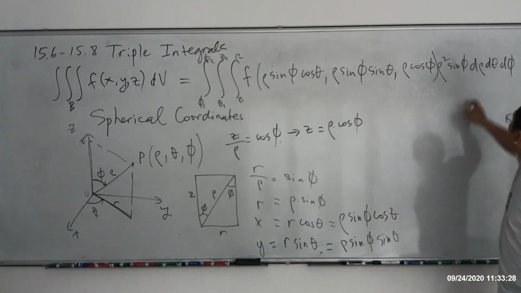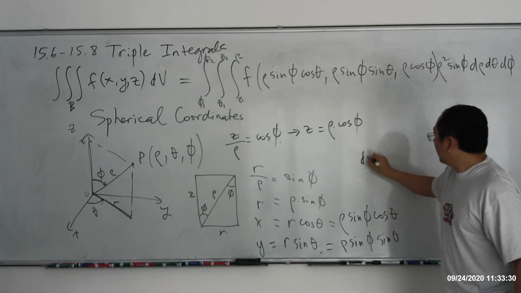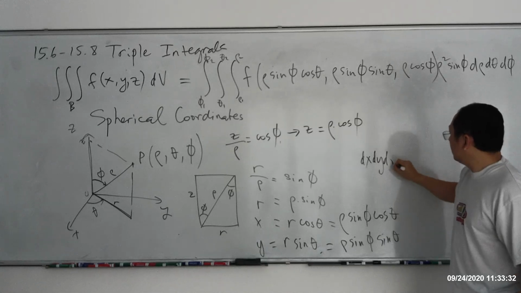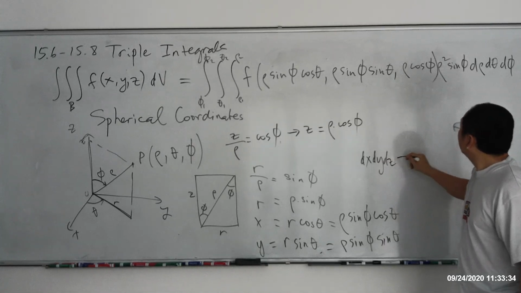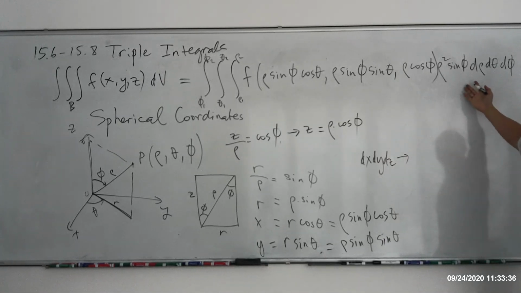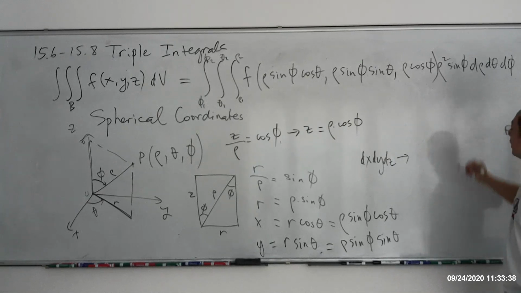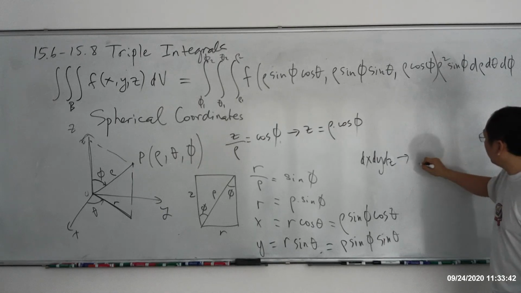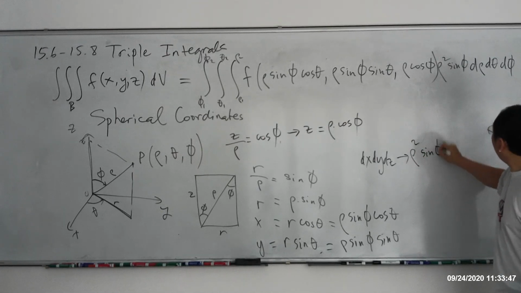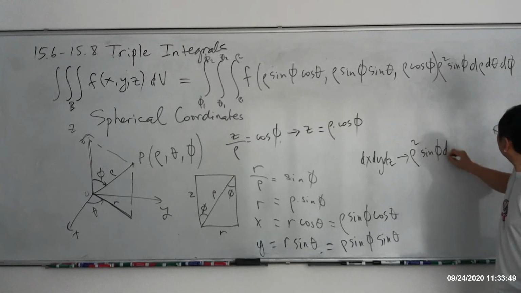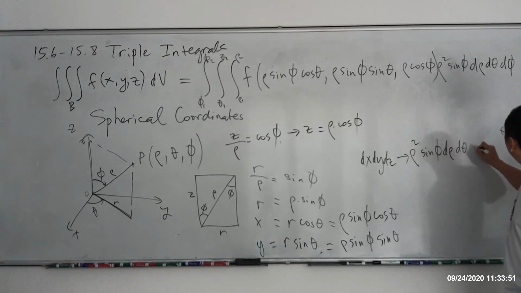And you see in here, the dx dy dz will change to, I did not remember, so I had to look at the book, but I'll show you the formula for how we can change, because actually you know the general formula and you don't have to memorize everything. To rho squared sine phi d rho d theta d phi.